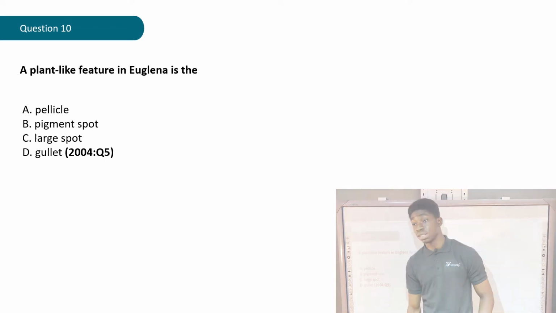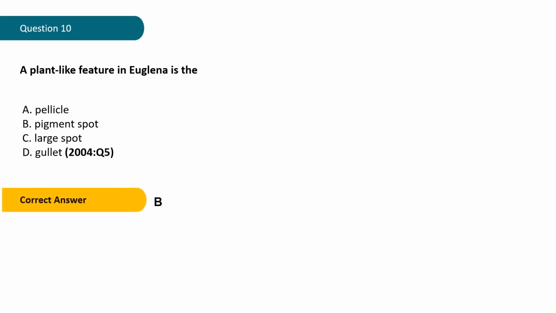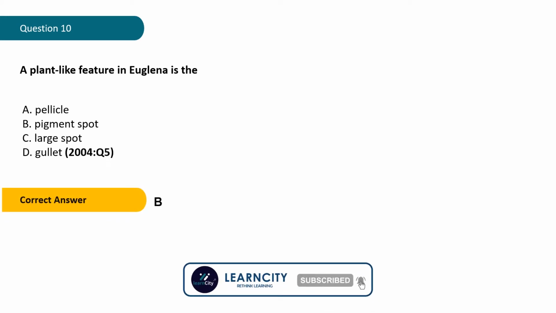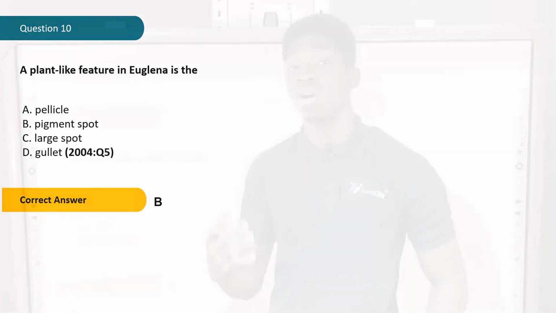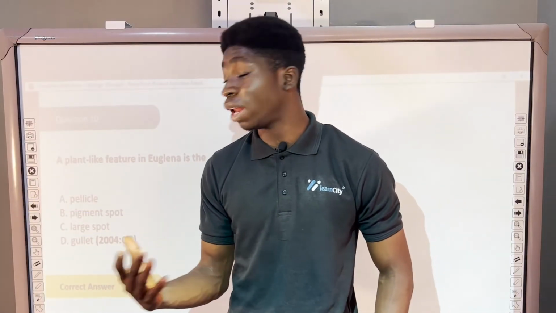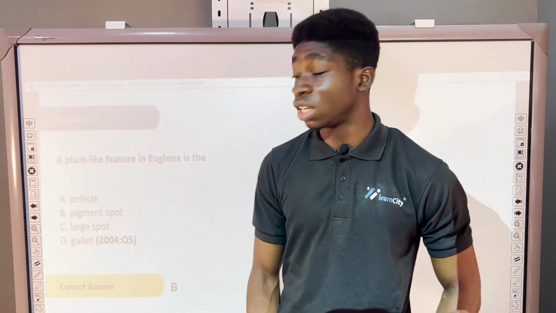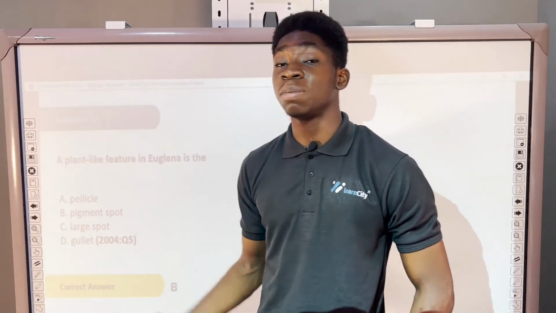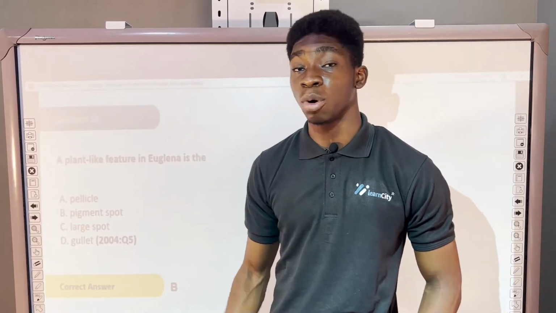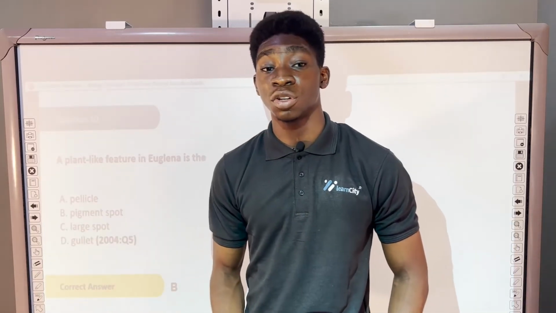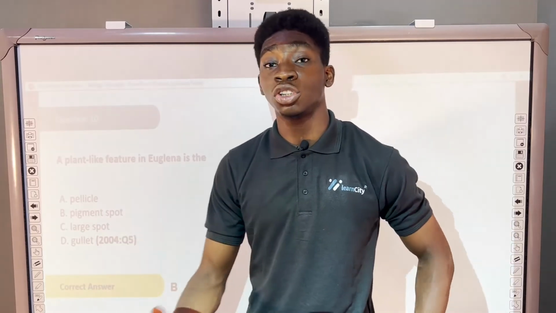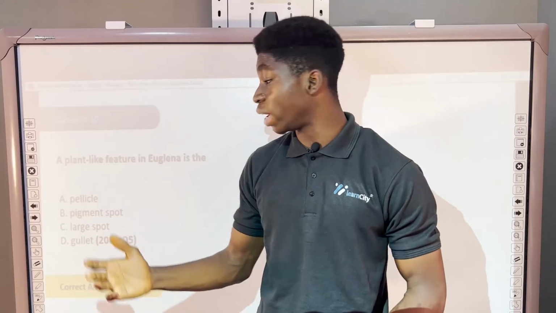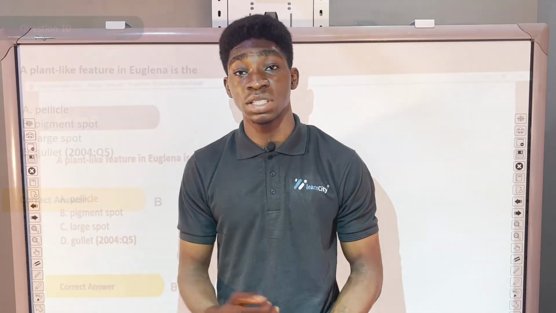Now let's see what the correct answer says. The correct answer is B, pigment spot, because all of the other features there are animal-like features. Pellicle is found mostly in animals. Large spot is found mostly in animals. Gullet, obviously, is an animal-like feature in the digestive system, but pigment spot is a plant-like feature. Pigment spot functions as a chloroplast in euglena. That is why the correct answer is B, pigment spot.